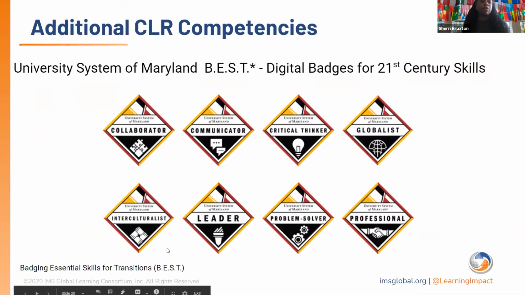In addition to that, we've been working with the System of Maryland, which has had a badging initiative since 2015 that looks at 21st century skills, because that's another area that employers had identified, that when students come for interviews, they're not able to articulate these basic skills. So we're working with faculty and our co-curricular areas to identify where these skills are being attained as well.